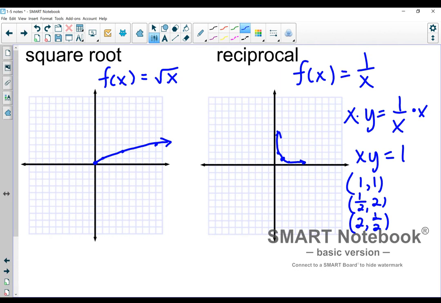And now I could think about how negative times negative is positive. And so if I made all those points into negatives, I would still have points that worked. And so I'm going to be graphing all these same points over in quadrant 3. So there's our reciprocal function.